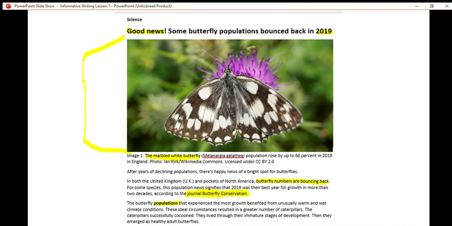So this is some things that you will probably need in an informative text. We have a title. We have a picture with an explanation of what it is. We have bolded words for words that we'll need to define. And we have facts, real facts from sources that we use to collect information.